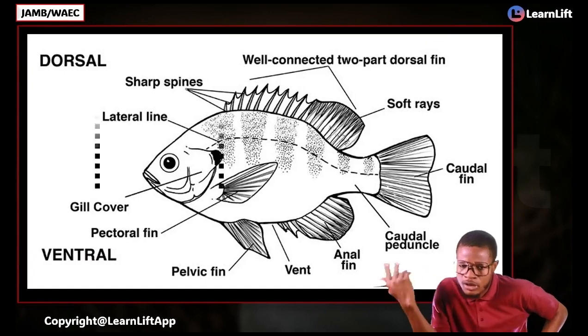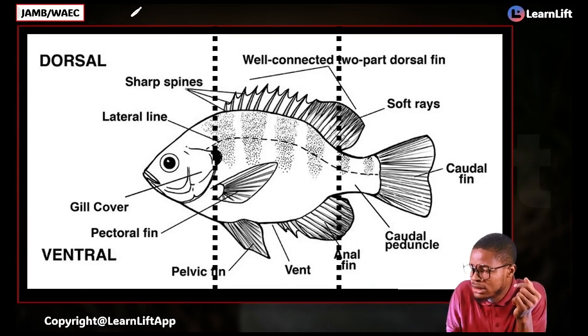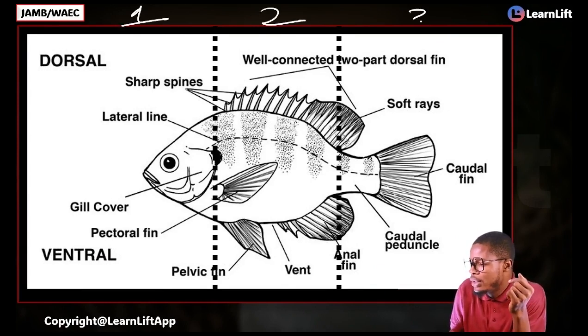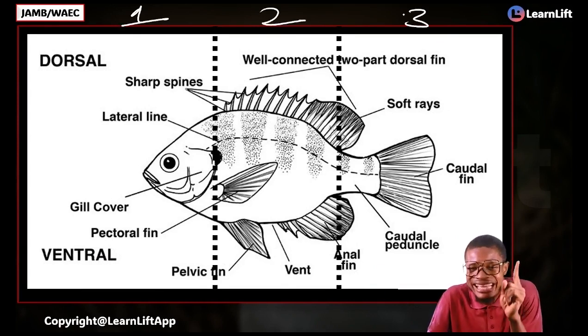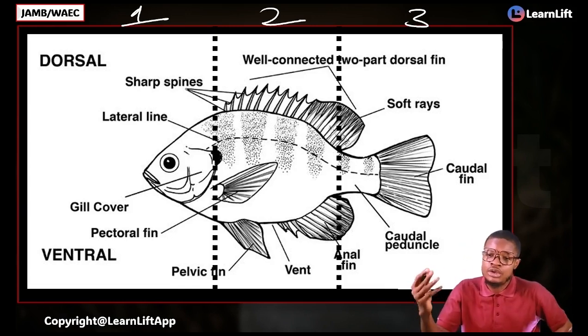If we're splitting into 3, we're going to have it like this. Let me call here 1, here 2, and here 3. You see, 1 is the head, 2 is the trunk, 3 is the tail. So we're going to dwell on the trunk, which is 2.